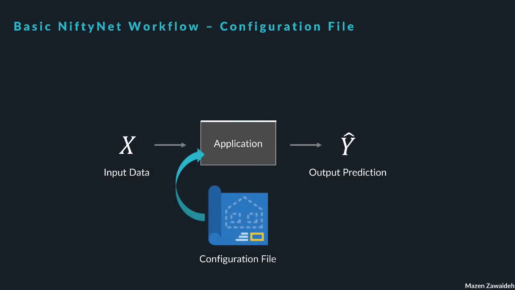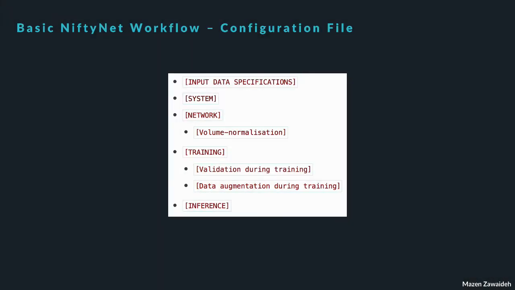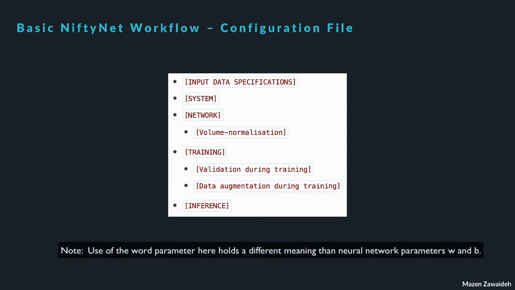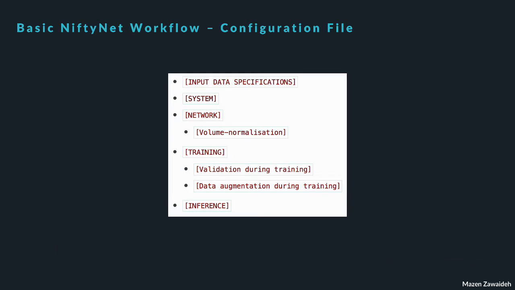Now on to the configuration file. The configuration file can be conceptualized as a blueprint which specifies the details of the individual components within the application. Let's break this down further. Every configuration file is composed of several sections. For instance, here we see sections specifying input data parameters, system parameters, the network, and so on. Within each section, there are several name-value pairs, which further specify particular parameters. Let's take a look at an actual configuration file, for example.